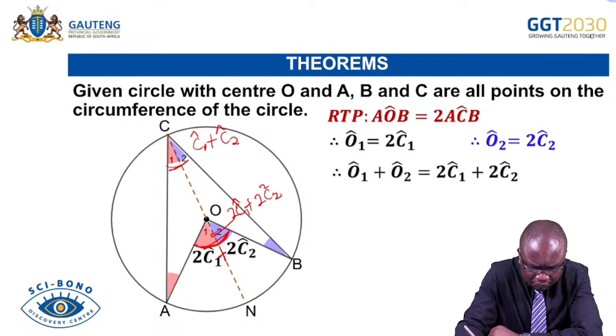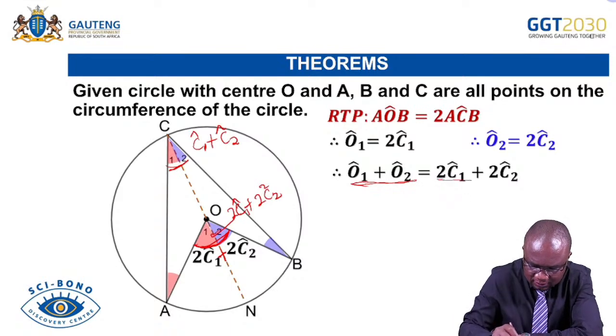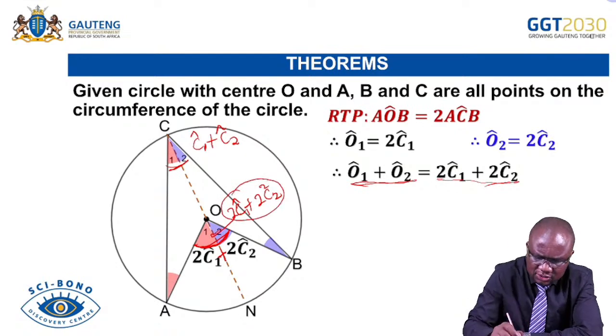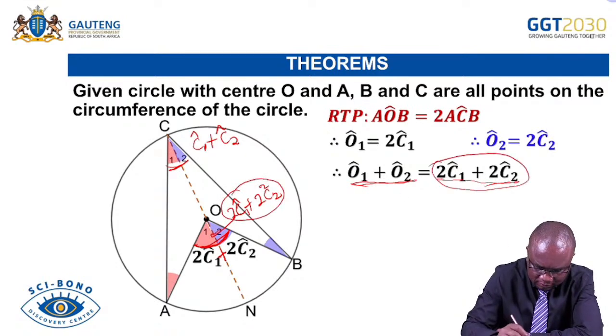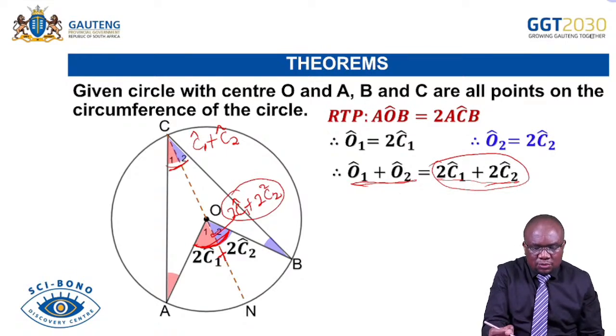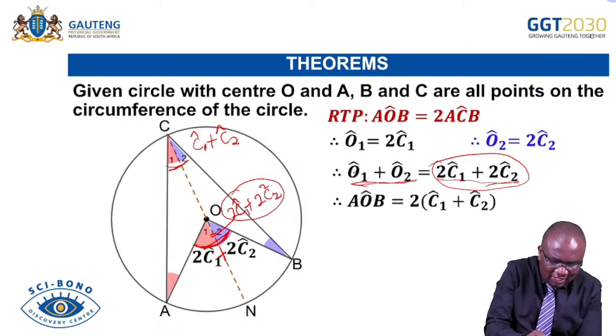Okay, so we have O1 plus O2 here. You see, which is this, which I've written here. You see that? That is O1 plus O2. Okay, and then now we can do this. If you check, O1 plus O2 is angle AOB. You see that? That is AOB.